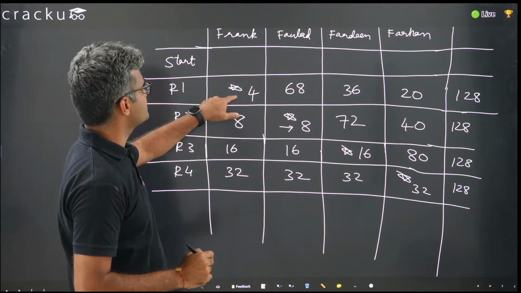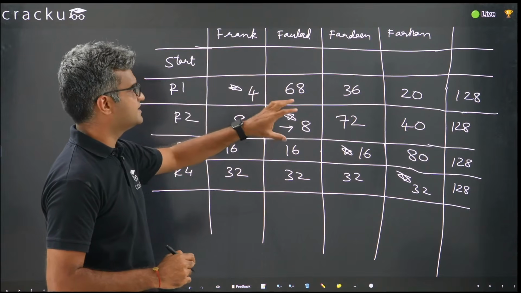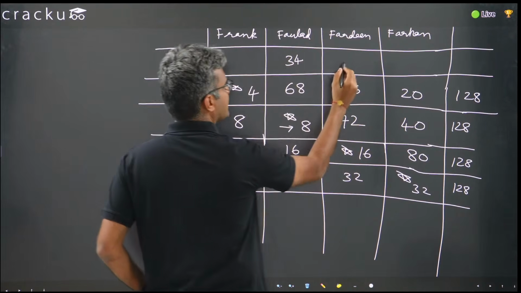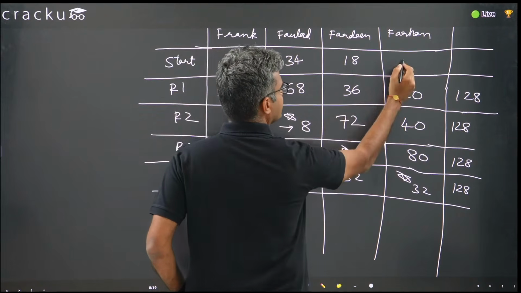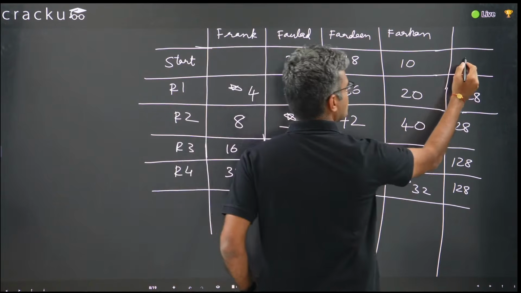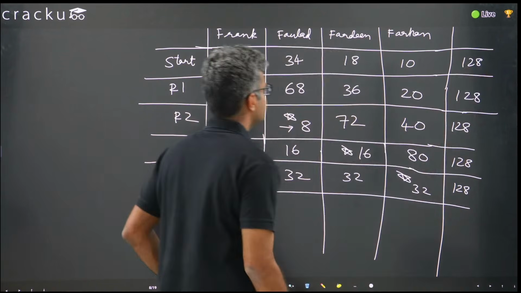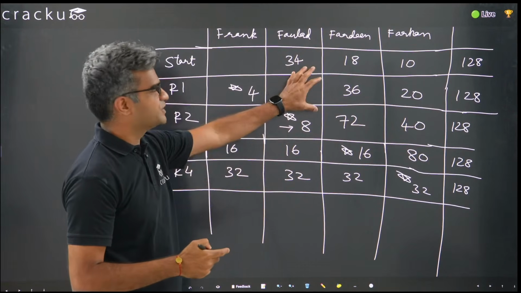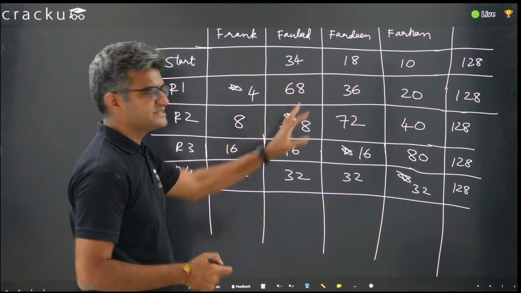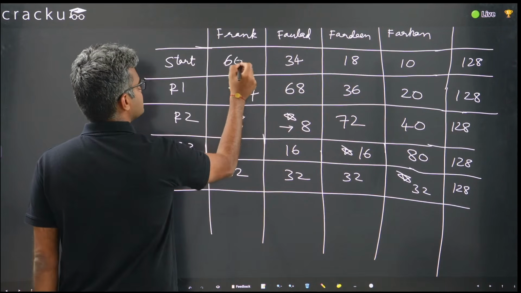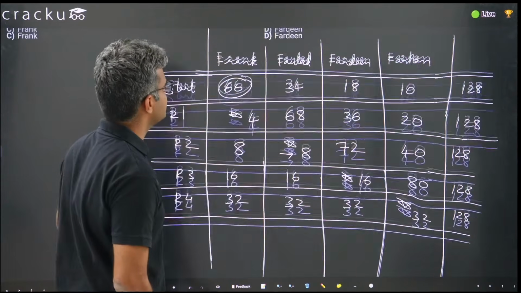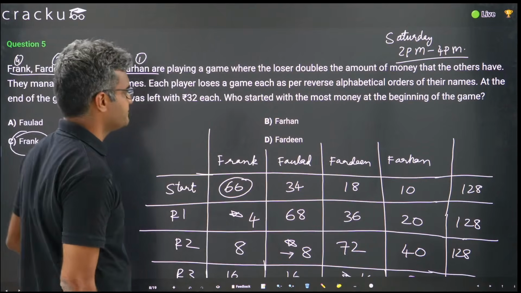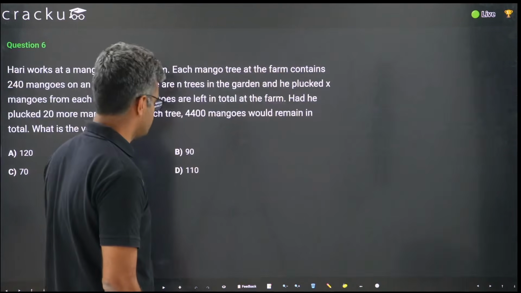The first round was lost by Frank. So other than Frank, everybody else, the number of coins doubled. So Fawlad had 34, Frank had 18, and Farhan had 10. The total number of coins is 128, which is remaining unchanged. So this is 34 plus 18 is 52 plus 10 is 62. 62 coins are accounted for. 128 minus 62 is 66. This is the number of coins at the start. Frank had the highest number of coins. So the answer for this question is option C. Let me look at the next question.